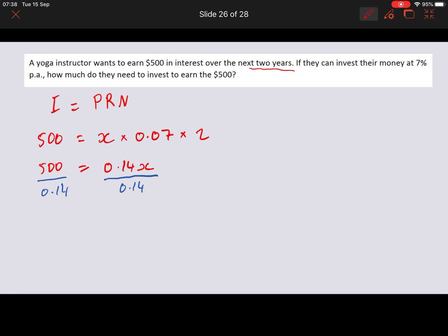So I'm going to do that now. 500 divided by 0.14. And what I get is quite a nasty number. I get X being equal to 3571.428571. Okay, but obviously we're not going to leave my answer like that. Since X is an amount of money, or rather that's the principal, we're going to say it's $3,571.43, because with money we round to 2 decimal places.